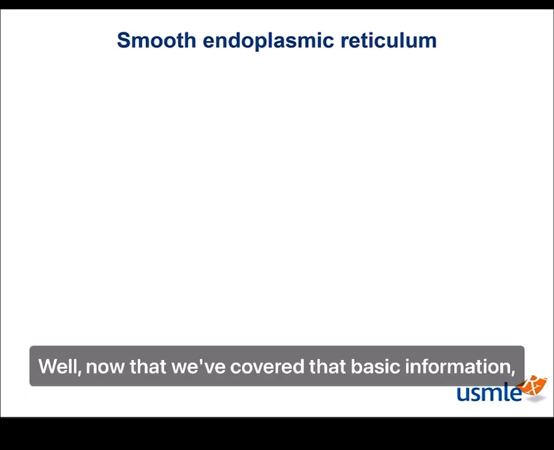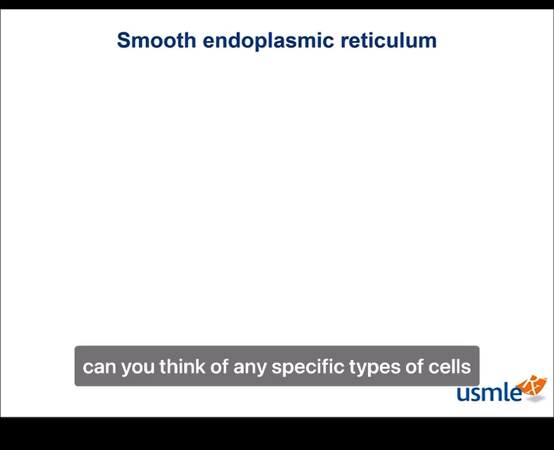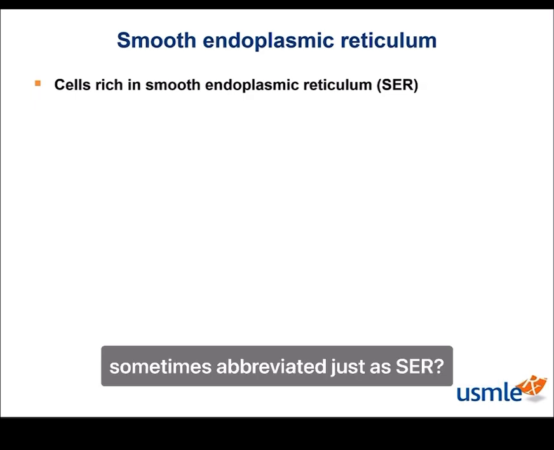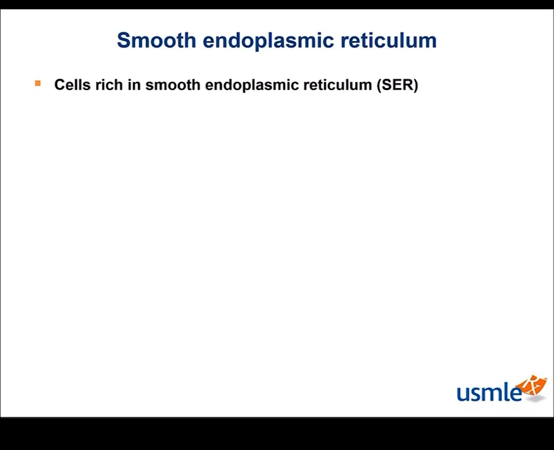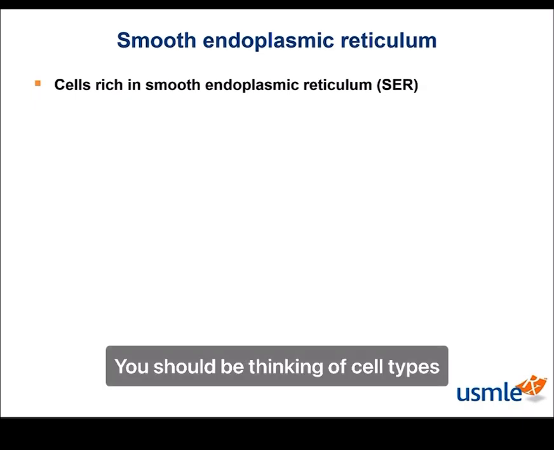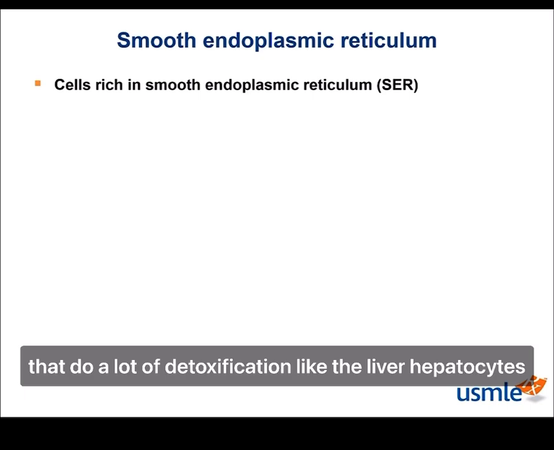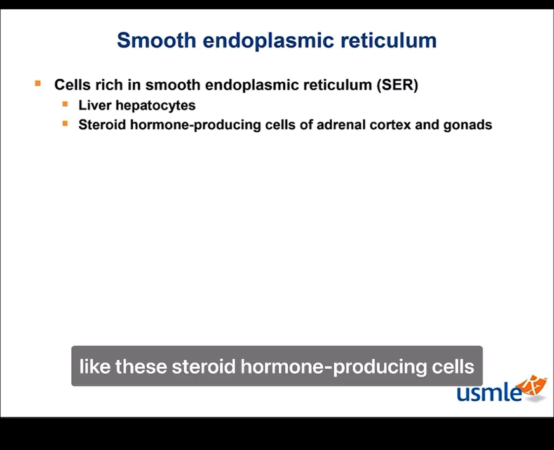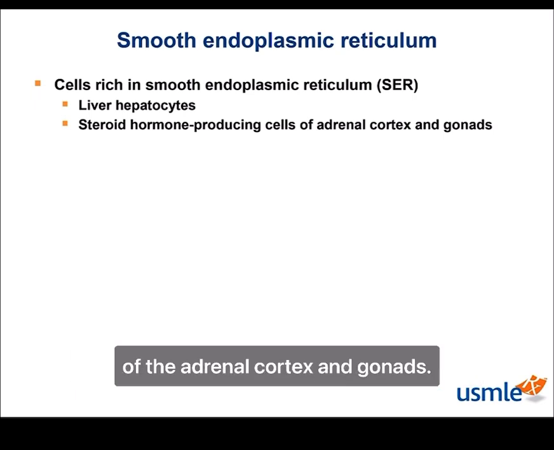Well, now that we've covered that basic information, can you think of any specific types of cells that would be rich in the smooth endoplasmic reticulum? Sometimes abbreviated just as SER. You should be thinking of cell types that do a lot of detoxification, like the liver hepatocytes and cells that synthesize steroids, like the steroid hormone-producing cells of the adrenal cortex and gonads.